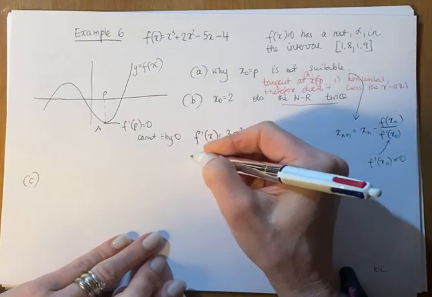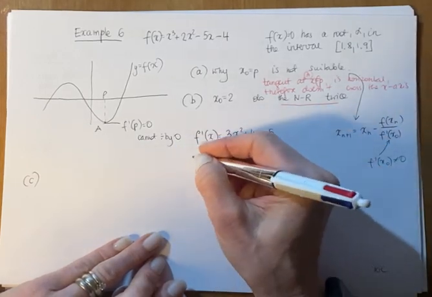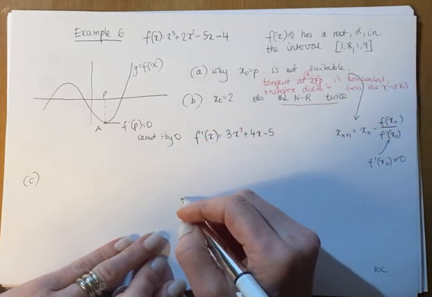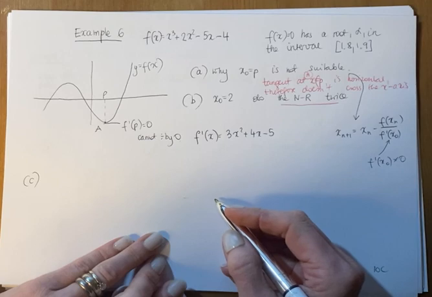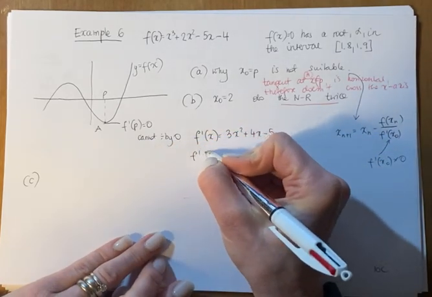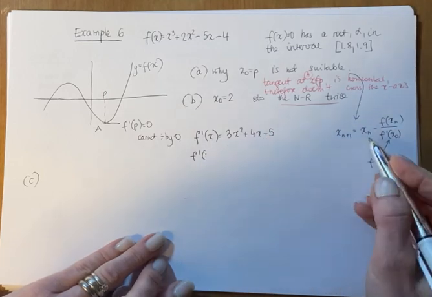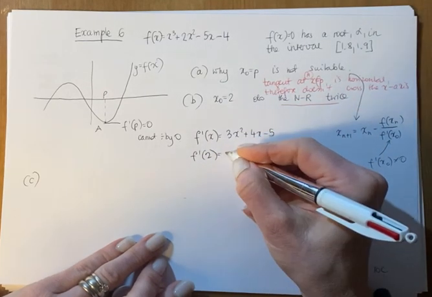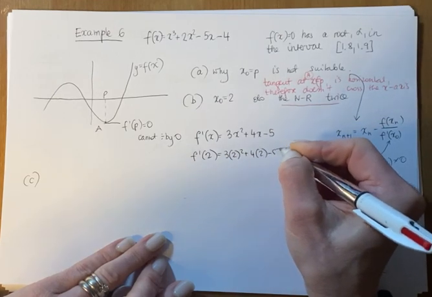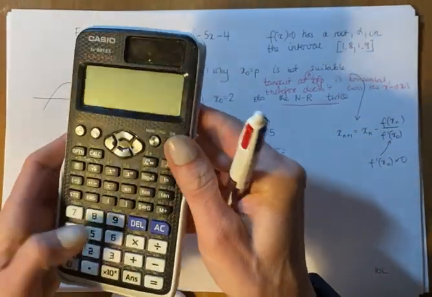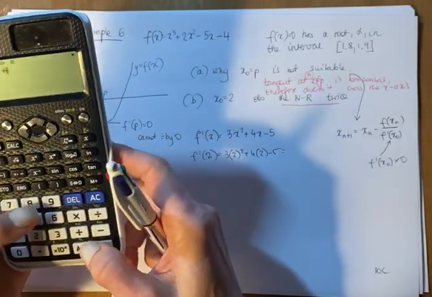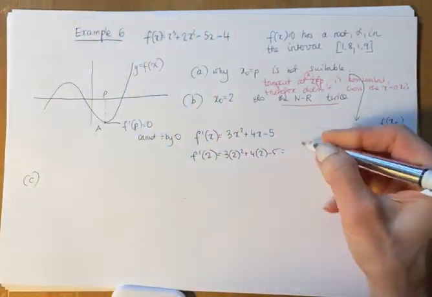And let's find the values. It's absolutely fine to put everything into the formula and then put the value in using the calculator, especially as you need to do it twice. Or you can evaluate them separately. So you could find f dash of 2: 3 times 2 squared plus 4 times 2 minus 5, which is 3 times 2 squared plus 8 minus 5. That's 15.